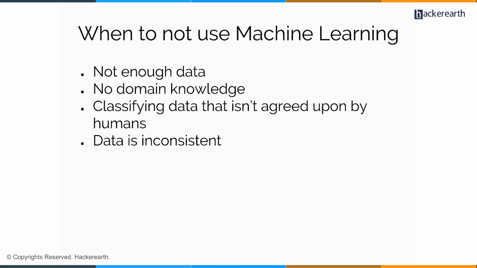Thirdly, classifying data that isn't agreed upon by humans. This is something that you'll see quite often: when you start to look at certain problems, humans disagree on the answer. Generally speaking, machines are no smarter than human beings. So asking a machine to come up with an answer that humans don't agree upon is generally a bad idea. While you can do some tricks to get close, it's probably a good idea to try a different problem, or really to rethink the problem.